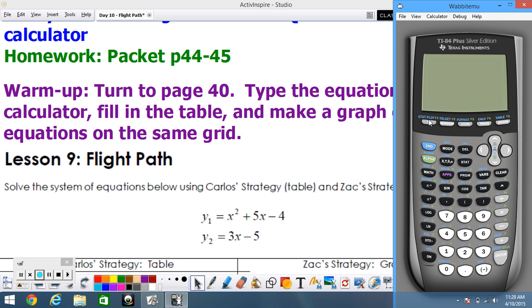Alright, so I'm going to go to y equals. Again, please write down your homework. And that's going to be x squared plus 5x minus 4 in y1. And then in y2 it's going to be 3x minus 5. Now the first thing I'm going to do is take a look at a table here.